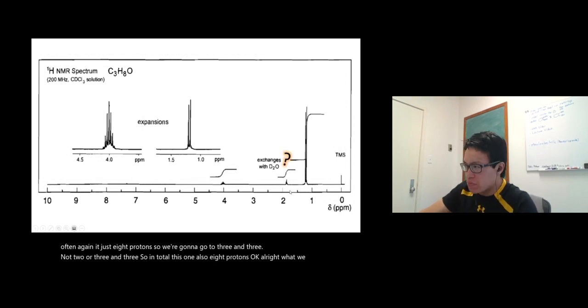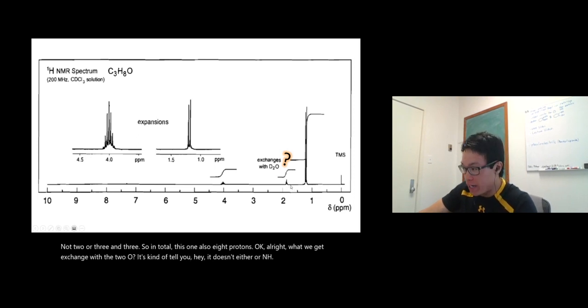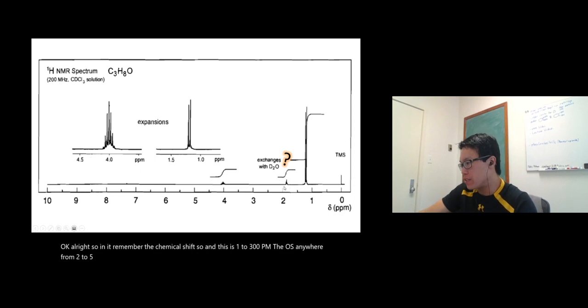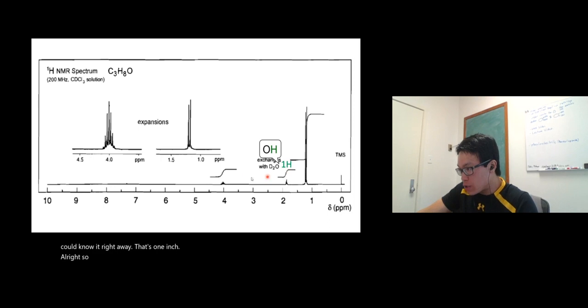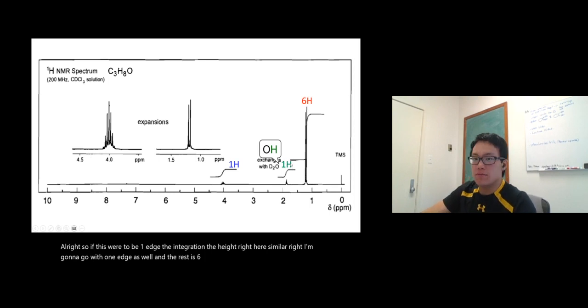Exchange with D2O tells you that's either an OH or an NH. If you remember the chemical shifts, NH is 1 to 3 ppm, and OH is anywhere from 2 to 5 ppm. Maybe a little bit less than 2. This one is actually an OH, and you can know it right away. That's 1H. So if this is 1H, the integration, the height right here, is similar. I'm going to go with 1H as well, and the rest is 6 H's. What is this? This is actually an isopropyl group, 1 and 6. Yeah.